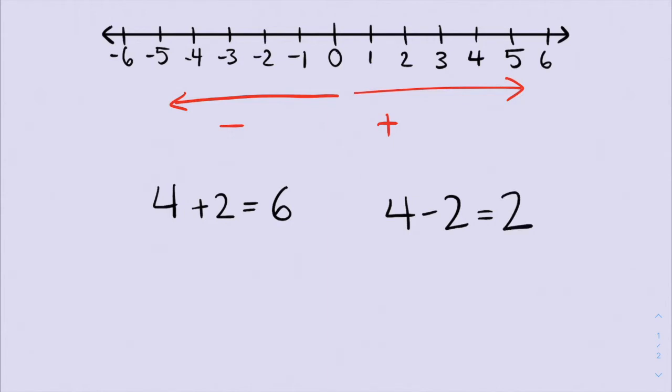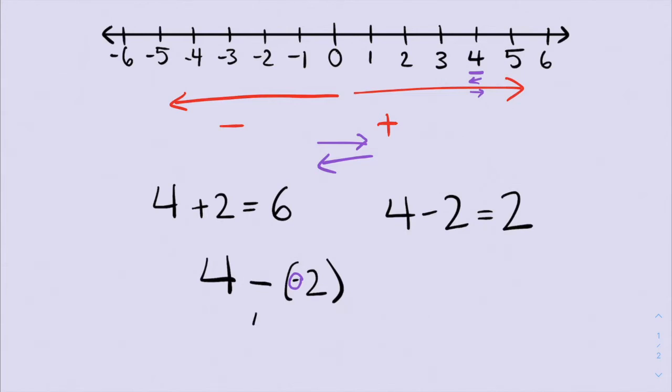So we're going to get a little bit more complicated now. What if we have 4 minus negative 2? When we minus a number, we go to the left, but then we have another minus. So we're going to turn around and go to the right. So we go the other way. If we've started at 4 and we go minus, we're going to go to the left. But we're minusing a negative, so then we turn around and go to the right instead.